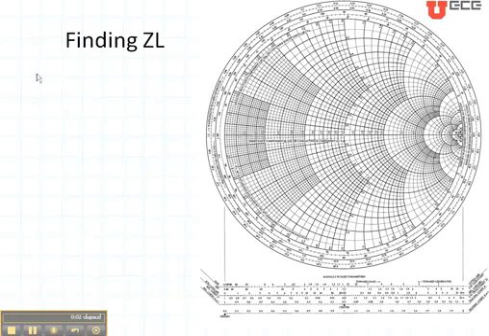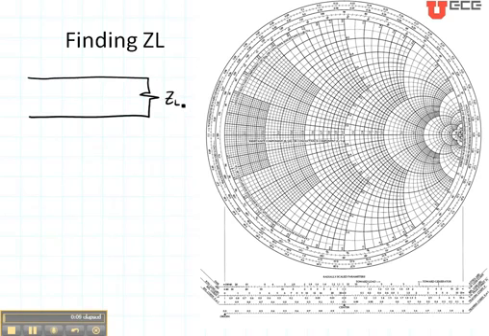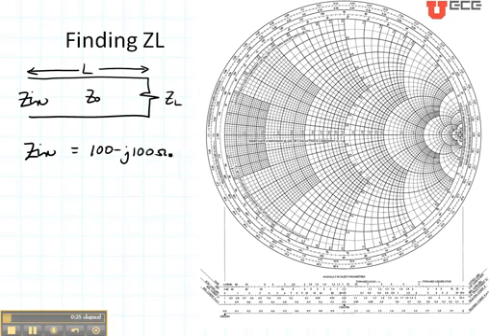Now let's consider another example where I would like to find the load impedance, and perhaps I can measure the input impedance and the length of the line. I also have a characteristic impedance Z0. Let's say that I measure that Zin is 100 minus j100 ohms. My line is 50 ohms, so my Zin, when I normalize it, is 2 minus j2.